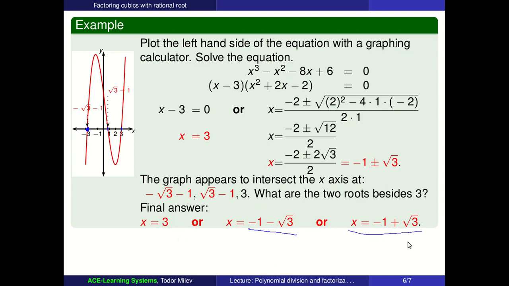So to recap, in order to solve this problem, we used our graphing device to guess one of the roots. Then we used polynomial division in order to factor the cubic. And finally, we used the quadratic formula with a relatively nasty answer to solve the remaining quadratic after our initial factorization.